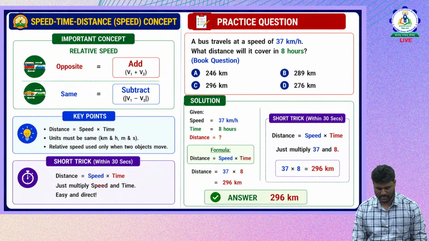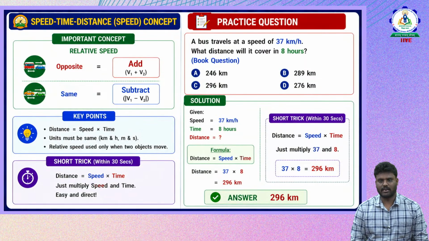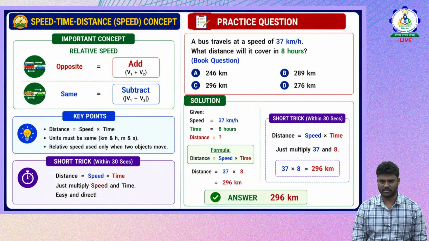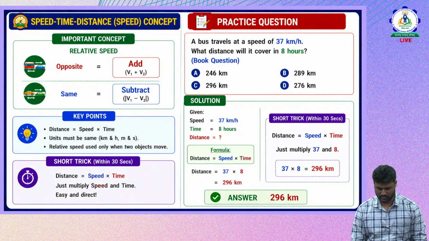Now the next question is, a bus travels at a speed of 37 km per hour. What distance will it cover in 8 hours? Option A is 240 kilometers. Option B is 289 kilometers. Option C is 296 kilometers. Option D is 276 kilometers. Now what is the given speed? Let us try to read once. A bus travels at the speed of 37 km per hour. So that means the speed they have given. Given speed is 37 km per hour.